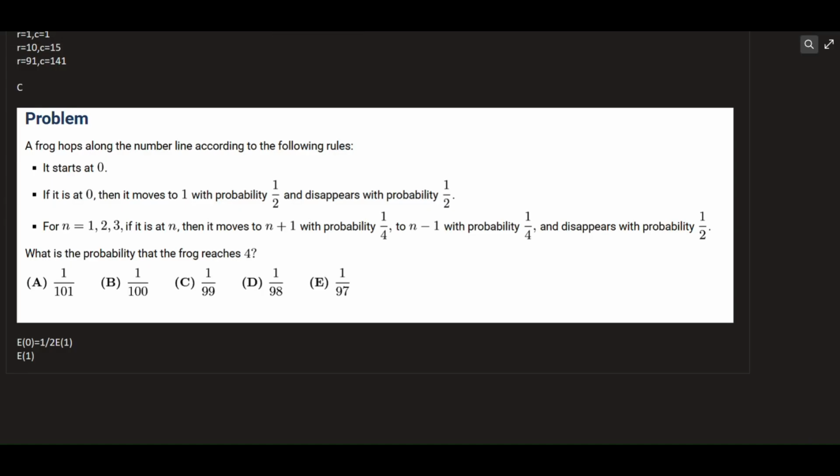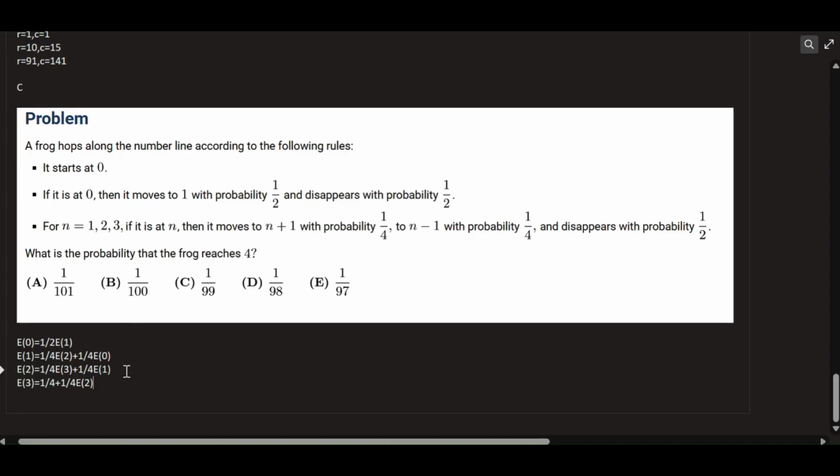Then we also have E of 1 equals 1/4 E of 2 plus 1/4 E of 0. We can continue doing that with E of 2 equals 1/4 E of 3 plus 1/4 E of 1. E of 3 equals 1/4 E of 4. But since we're trying to see what the odds are of getting to E of 4, we just have 1/4 plus 1/4 E of 2.